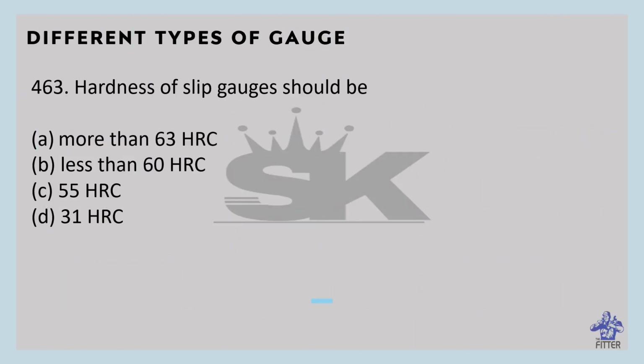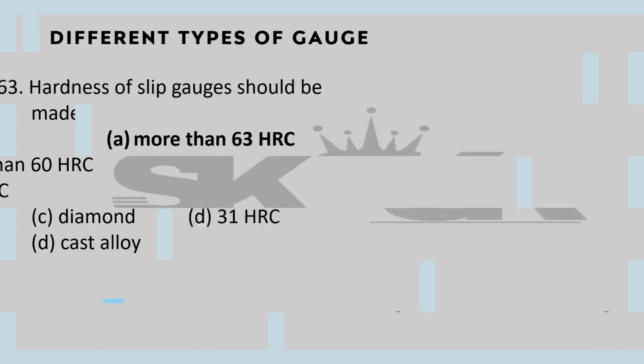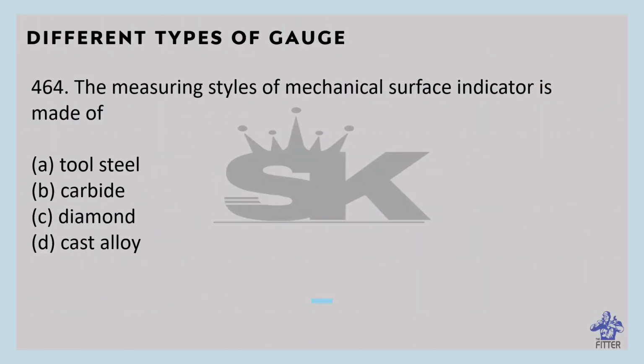Hardness of slip gauge should be more than 63 HRC. The measuring stylus of a mechanical surface indicator is made of diamond.